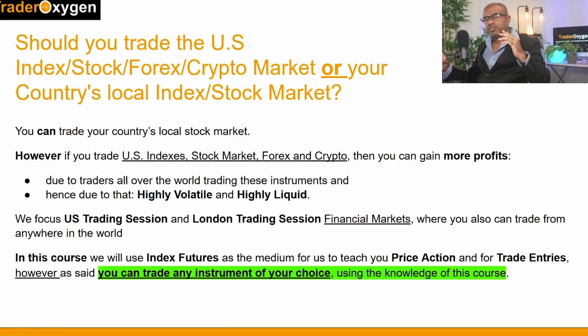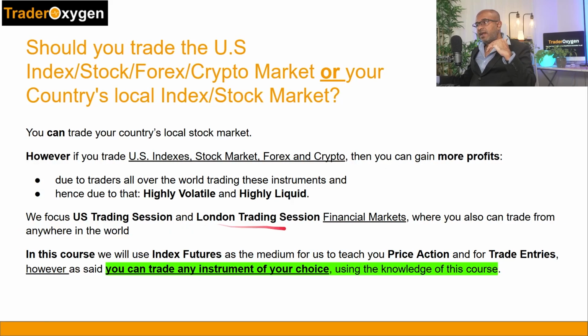So we at Trade Oxygen focus on the US trading session and London trading session financial markets, where you can also trade from anywhere in the world. When we say these financial markets, what we mean is US index, US stocks, or Forex and crypto markets. In this course, we will use index futures as a medium for us to teach you price action and trade entries. However, as said earlier, you can trade any instrument of your choice using the knowledge of this course, any US instrument or global or any of your country's local trading instruments.